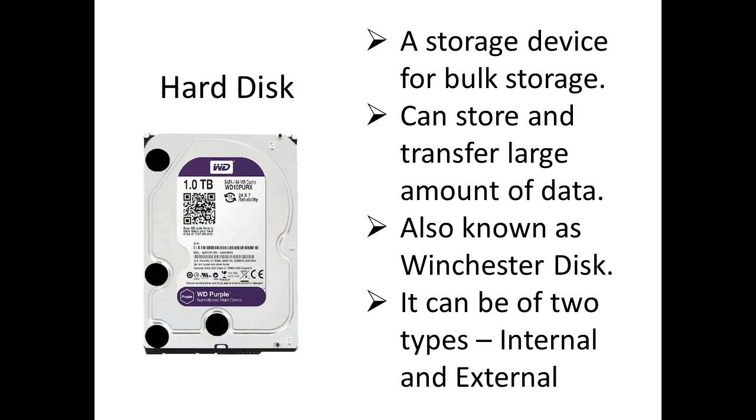We know there are two types of hard disks. What are they? Internal and external. Internal hard disks are attached to the computer, that means inside the CPU box. We use the hard disk for bulk storage. It can store and transfer a large amount of data, and is also known as Winchester disk. It can be of two types, internal and external. These are the main points to remember.